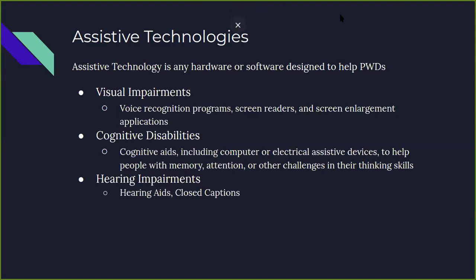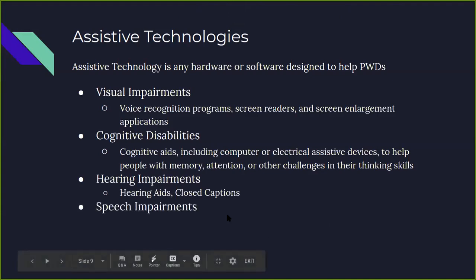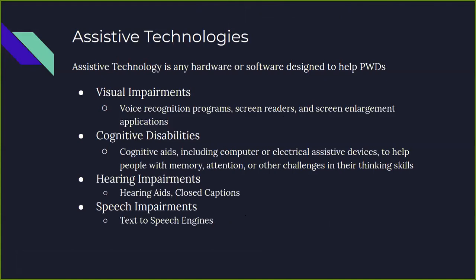And the next thing to consider is speech impairment. With speech impairment, we have the text to speech engines. It helps people who cannot speak actually talk back to people. For instance, people with speech impairments can simply type what they want to say, press a button, and it talks back to the person they are trying to communicate with.